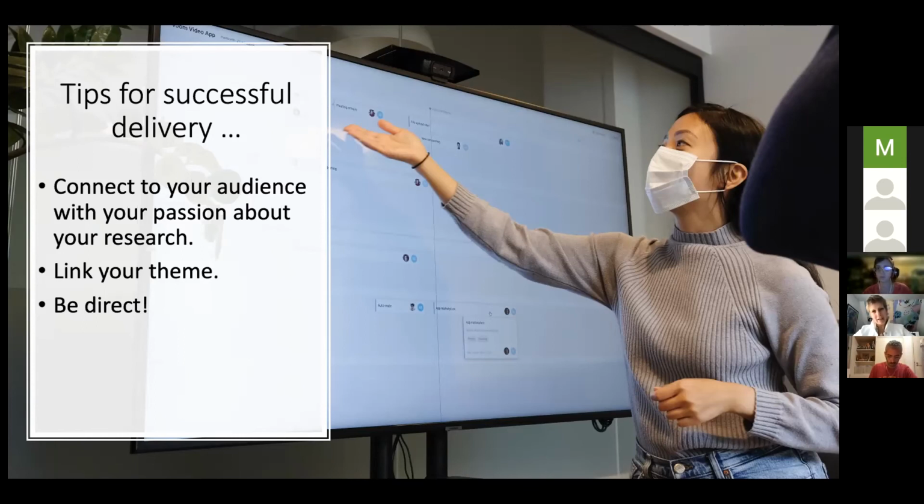Remember, at the end, your audience is going to walk away. What are they going to remember? What do you want them to take away with them about your topic? All right, so make sure you're very clear about it, okay?